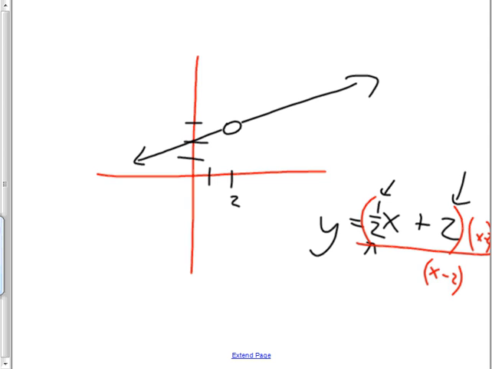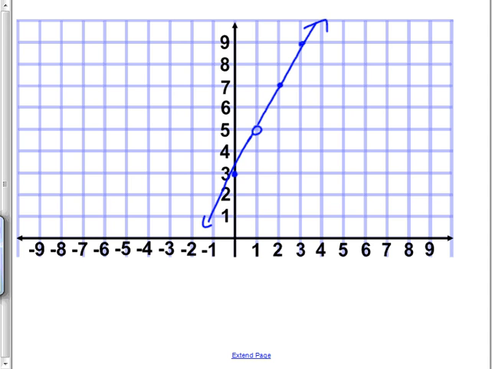I'm going to give you another one like that. See if you can handle this. Pause for a second while I design this nicely. Okay, so here's my equation. Now, here's my graph. You write the equation.